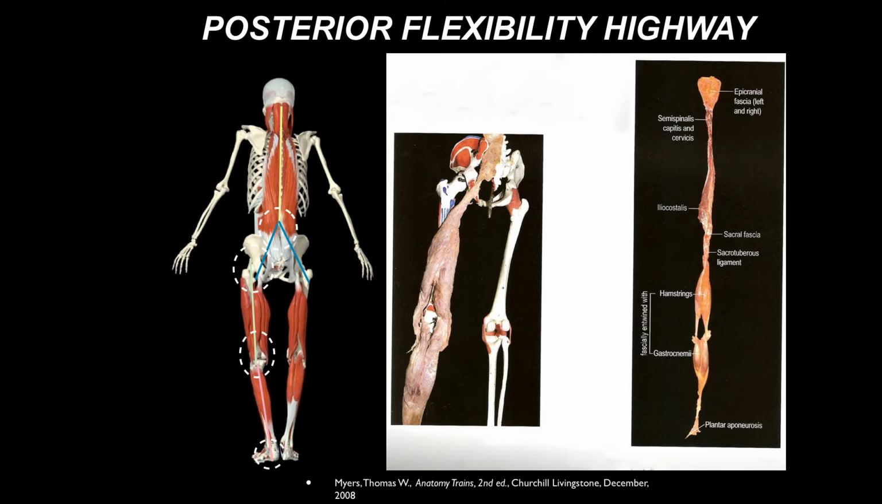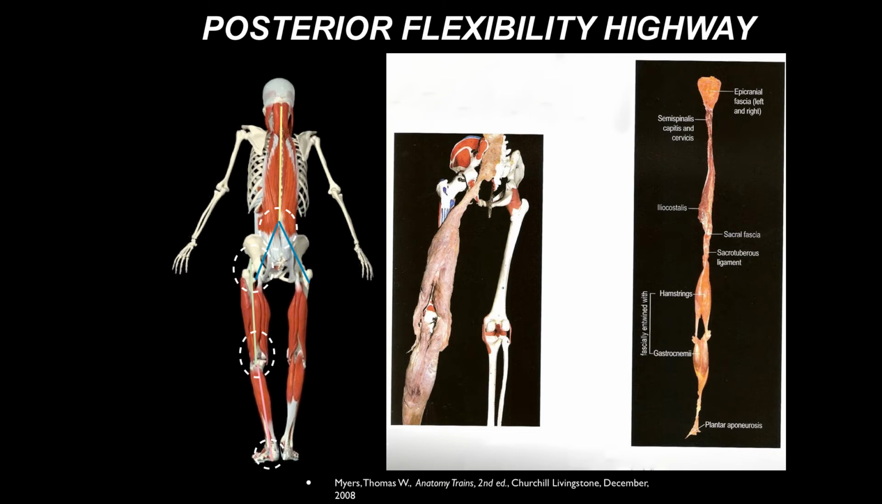The hamstrings run north and attach proximally at the ischial tuberosity via the sacrotuberous ligament attached at the sacrum. These tissues merge with the sacral fascia, meeting the lumbar fascia, and connect distally with the erector spinae. The erector spinae travel north and proximally attach to the occiput, to the cranial fascia, to the forehead. Good range of motion of the posterior flexibility highway enhances flexion moments.